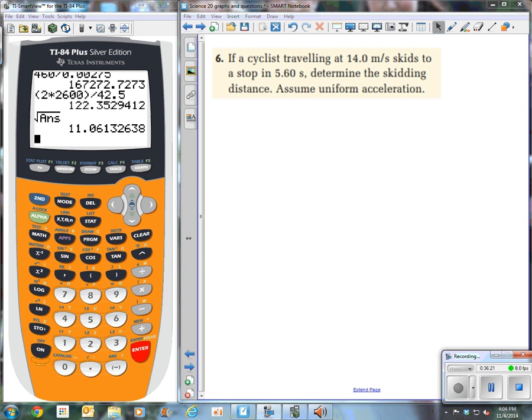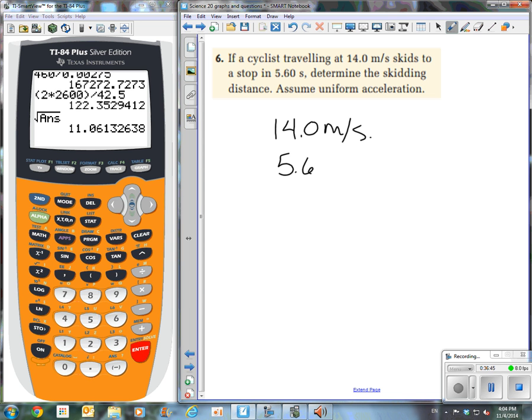Okay, so question number 6 here. If a cyclist is traveling at 14 meters per second and he skids to a stop in 5.6 seconds, determine the skidding distance. Assume uniform acceleration. So we've got a few things here. I've got 14.0 meters per second. He stops in a time of 5.60 seconds. It says that he stops, so in this case the final velocity is 0.0 meters per second.